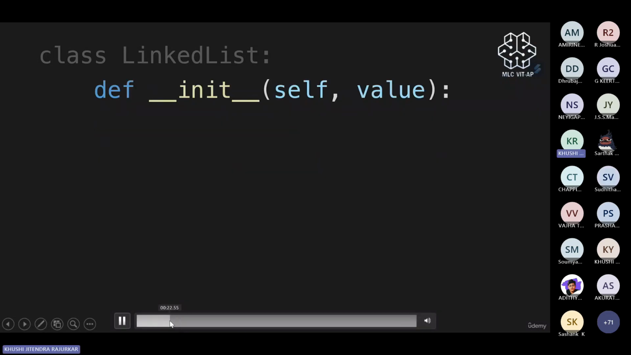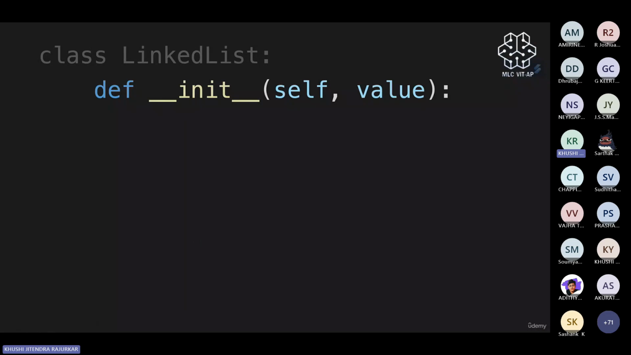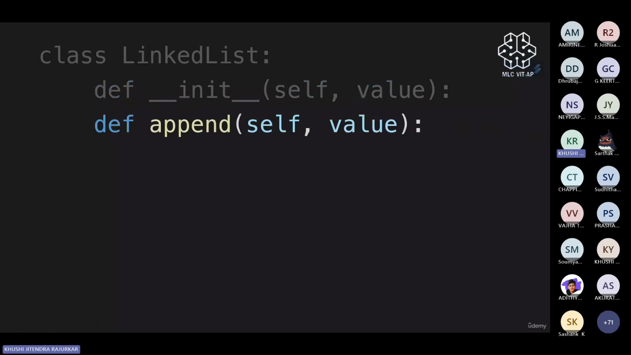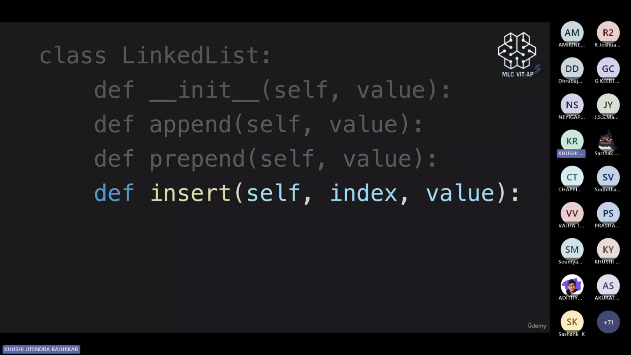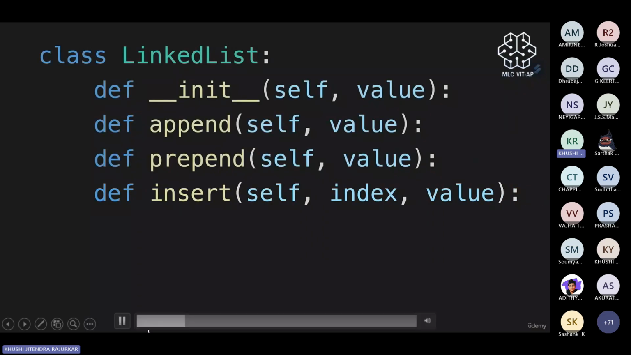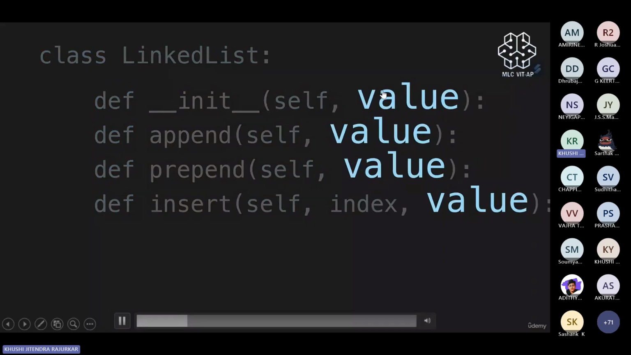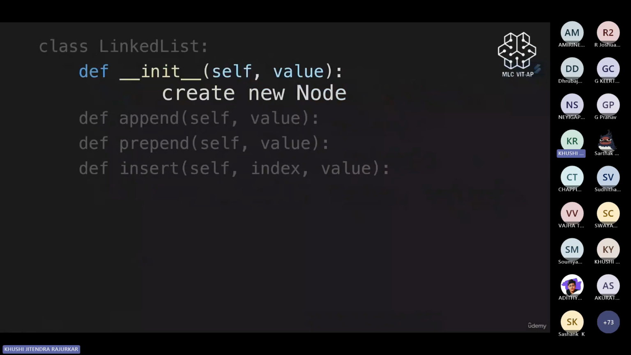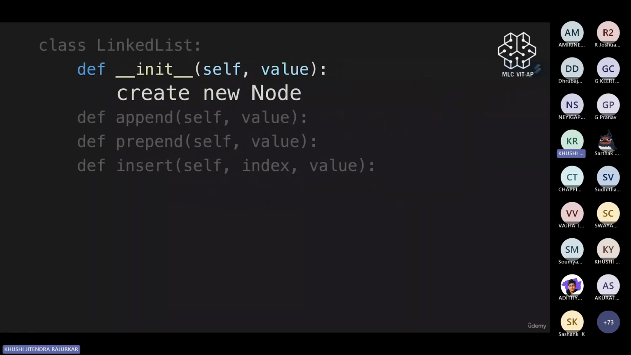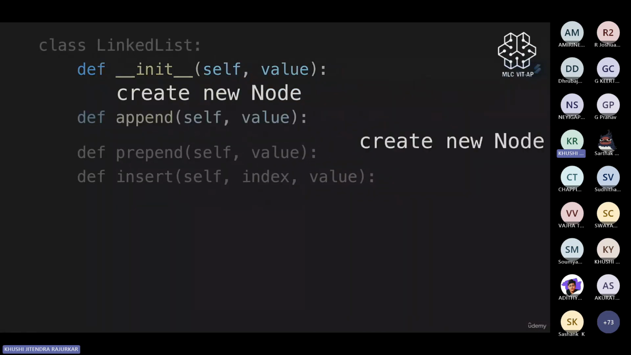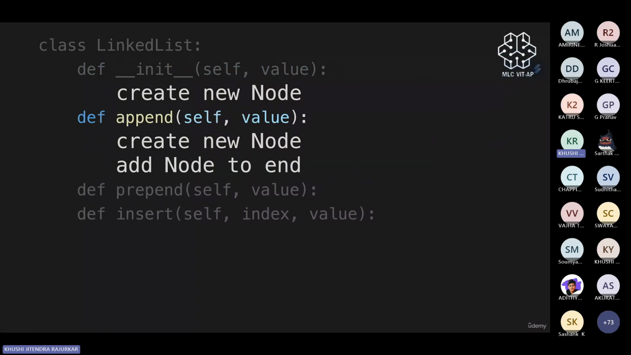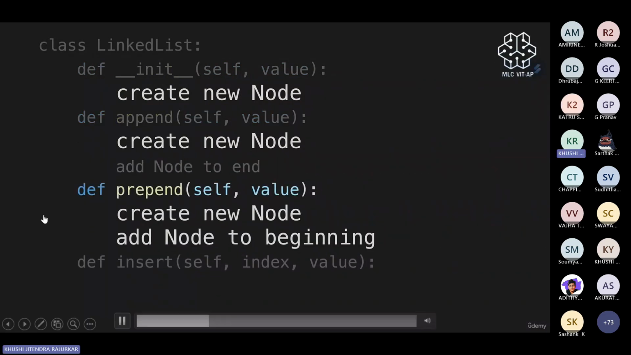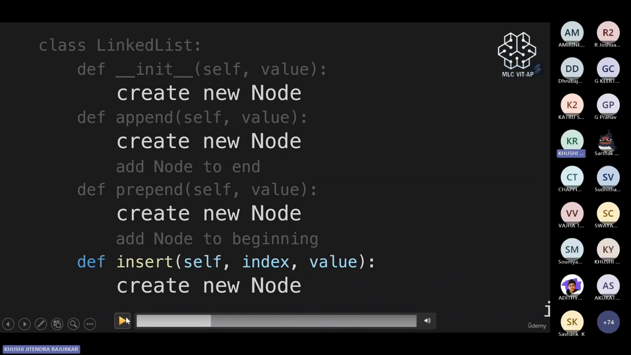So, we'll be having various different operations. As I said earlier, we'll be having our append, prepend, get, insert, and remove methods. And all of these take the value parameter. They all have this in common. And each and every one of these operations will be carrying out the creation of a new node. In the init function, we'll be creating a new node, in the append one as well, and in the prepend as well as the insert method.